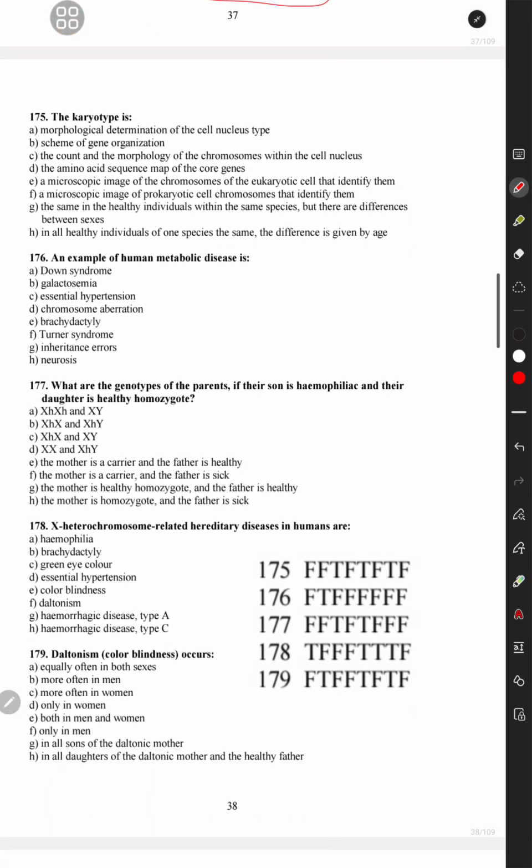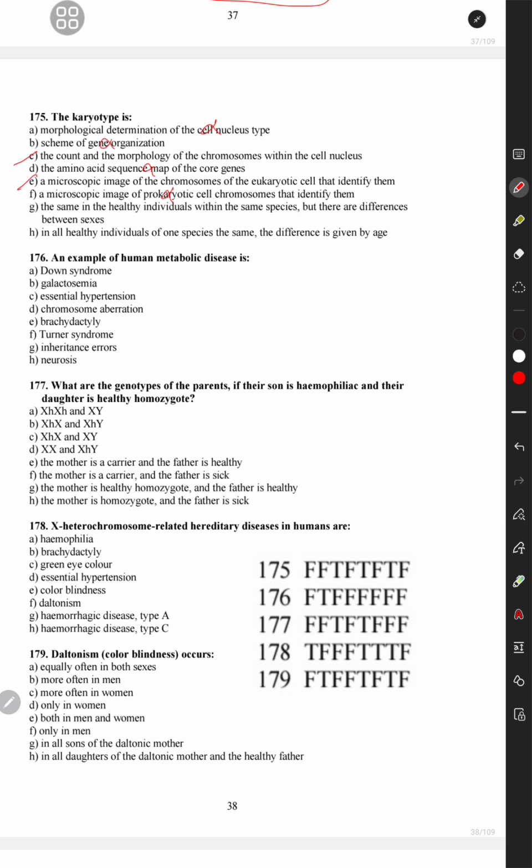175. The karyotype is morphological determination of the cell nucleus type. Morphological determination of the cell nucleus. Karyotype. No. Scheme of gene organization. No. Chromosomal organization. The count and morphology of the chromosomes within the cell nucleus. Yes. Amino acid sequence. Map a microscopic image of the chromosomes of the eukaryotic cells that identify them.